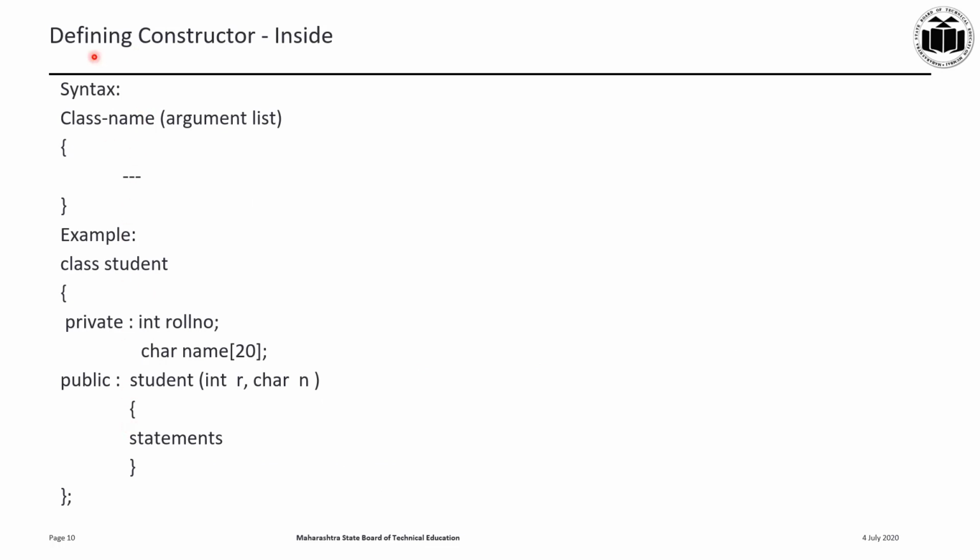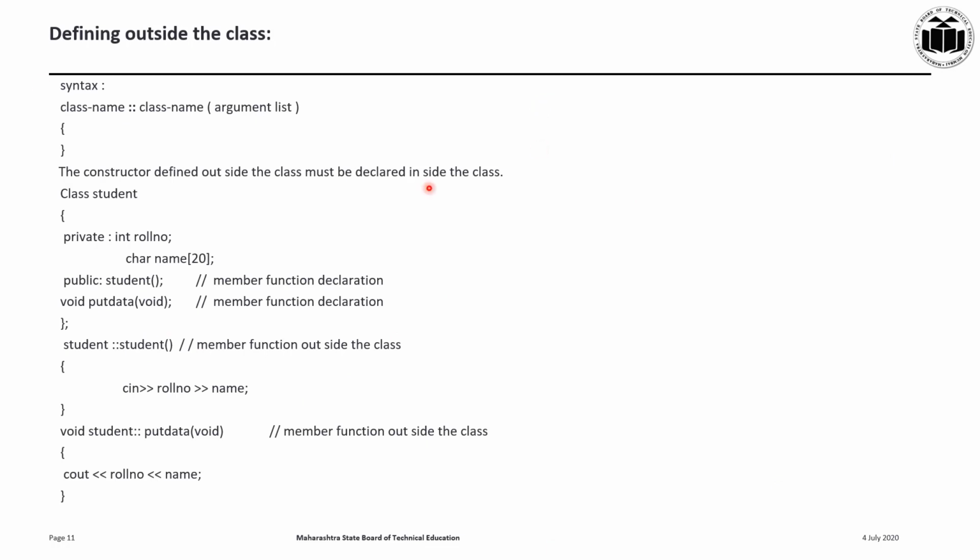Now we will see the syntax. The syntax is class name, then argument list inside the constructor. In the public access specifier you will write this. An example is class student, private int roll number, char name. Then Student(int r, char name), where you can write assignment statements. The class name and constructor name should be the same.